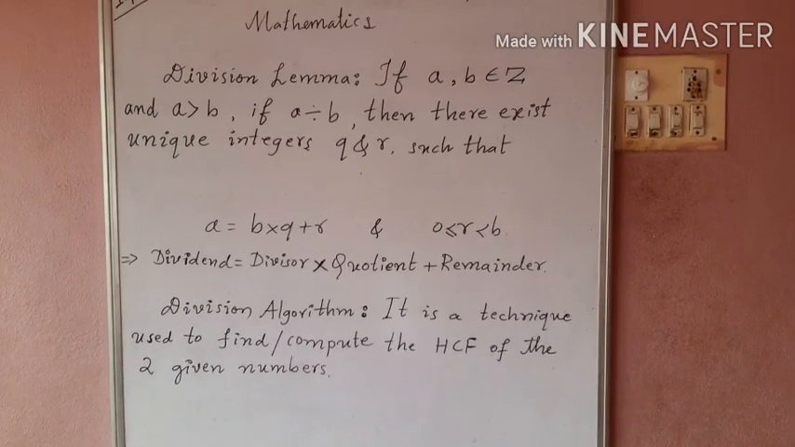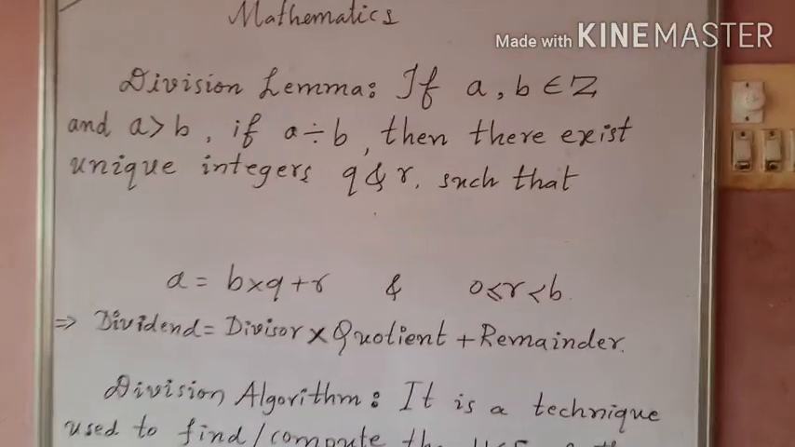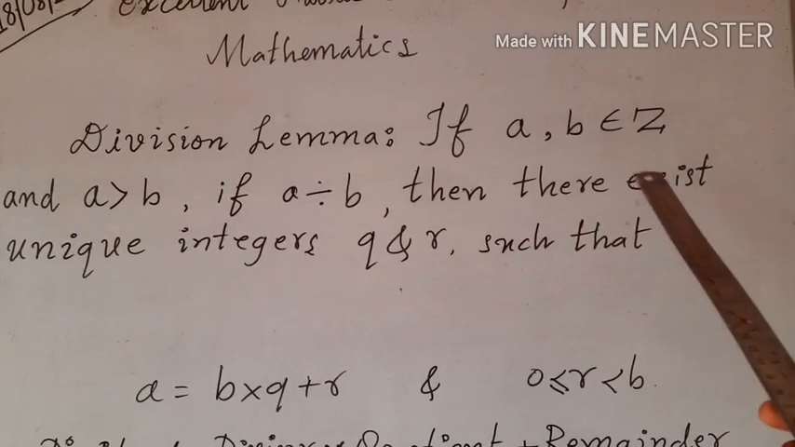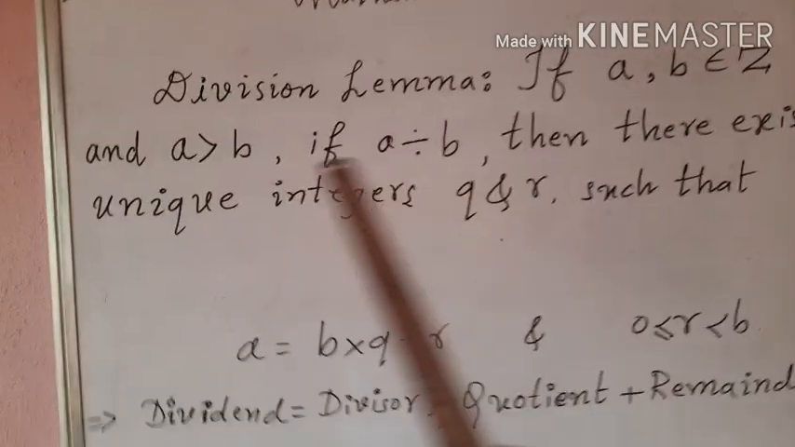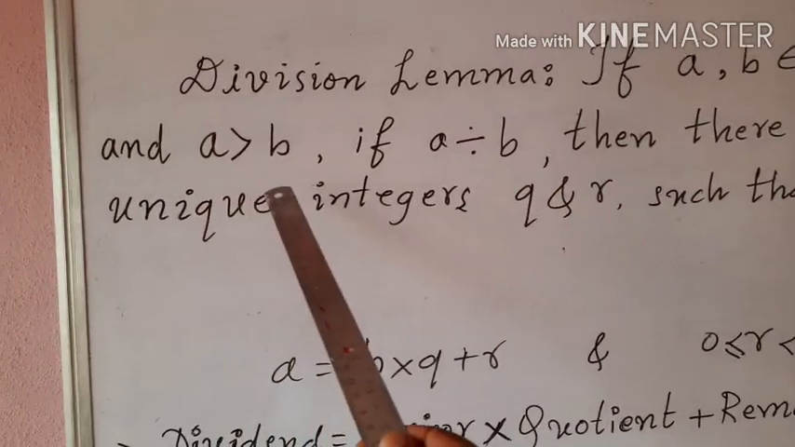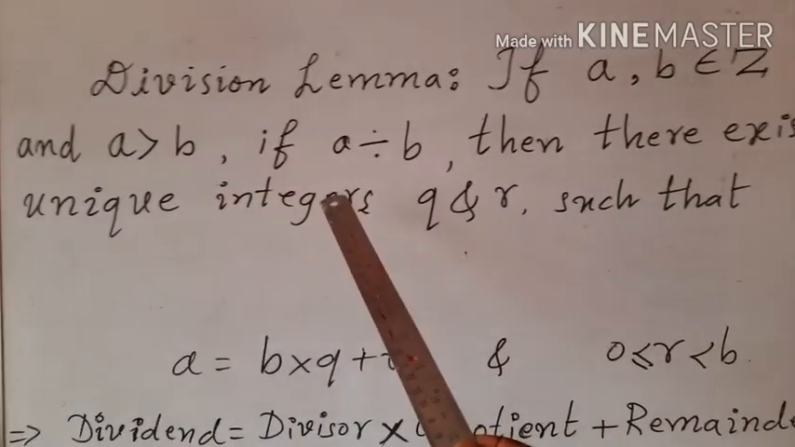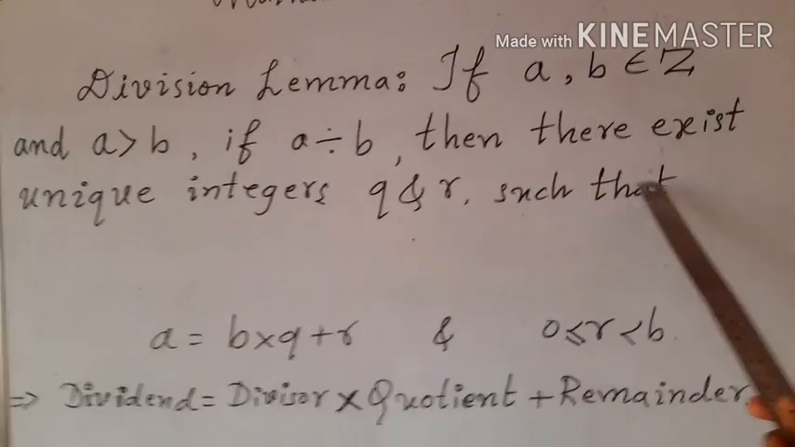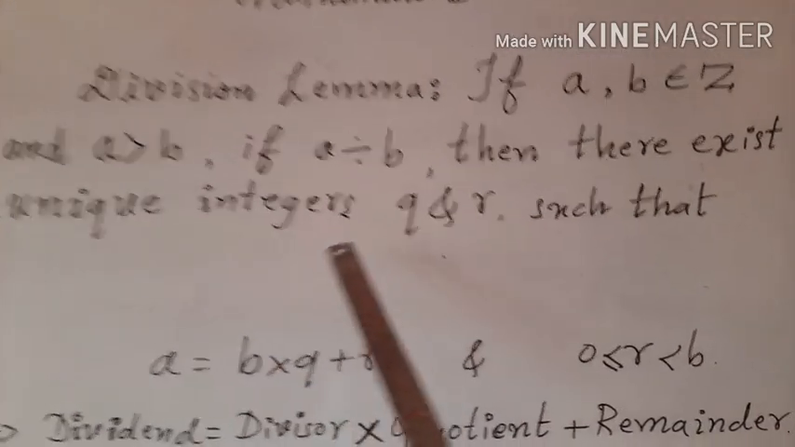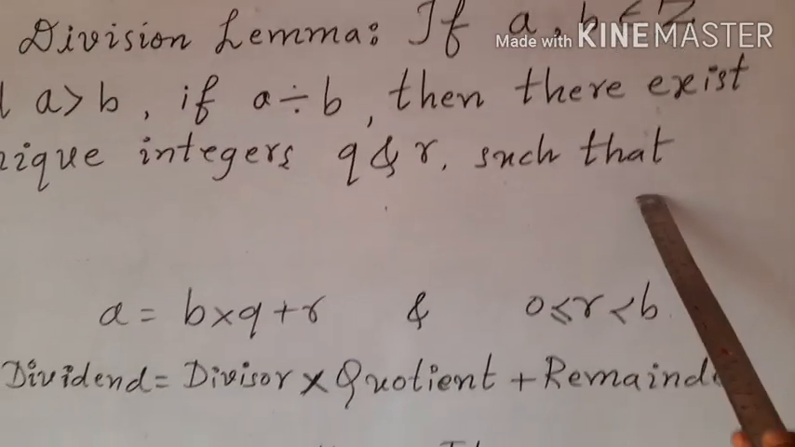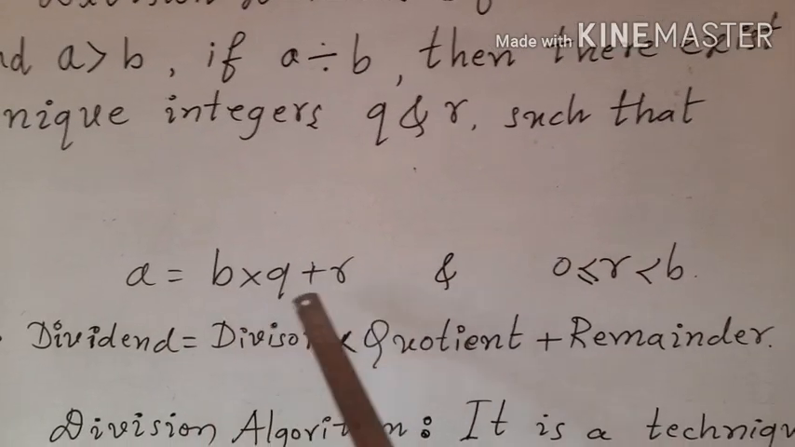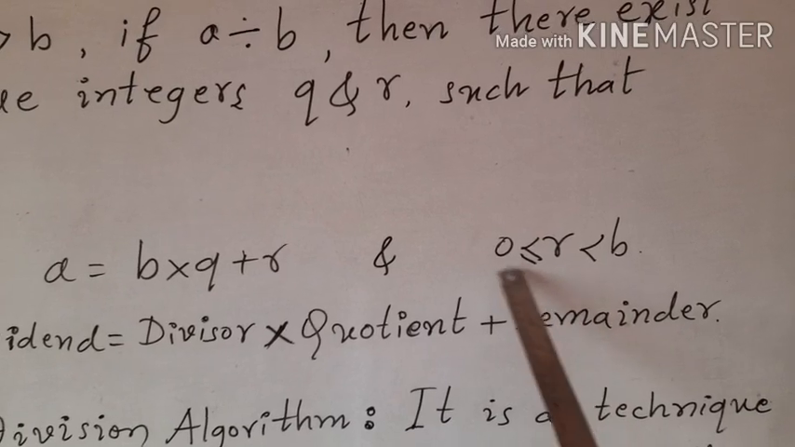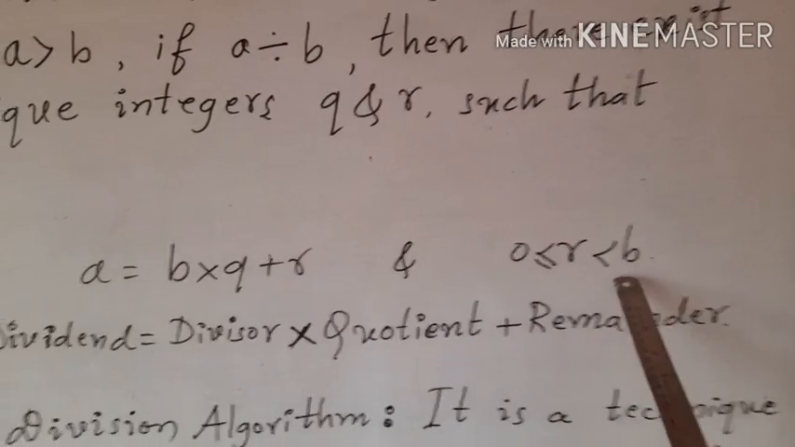According to the definition of division lemma, see here children, if a and b are two integers, and the integer a is greater than b, and if a is divided by b, then there exist unique integers q and r such that a is equal to b into q plus r, and this r is greater than or equal to 0 but less than b.